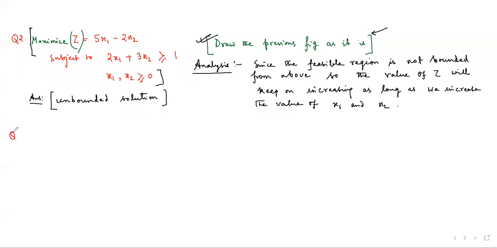Now I am going to take a third problem where I am taking the same objective function 5x1 minus 2x2, subject to 2x1 plus 3x2. Now I'm changing something over here. I'm writing it as 2x1 plus 3x2 less than or equal to 1. And suppose this problem is given.